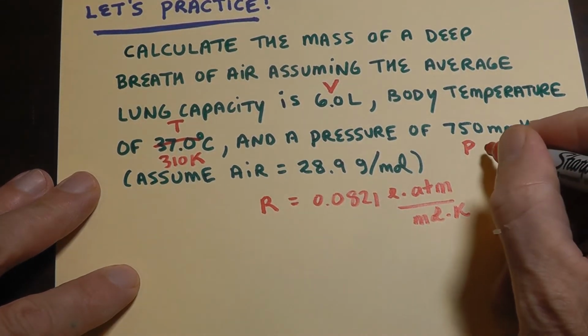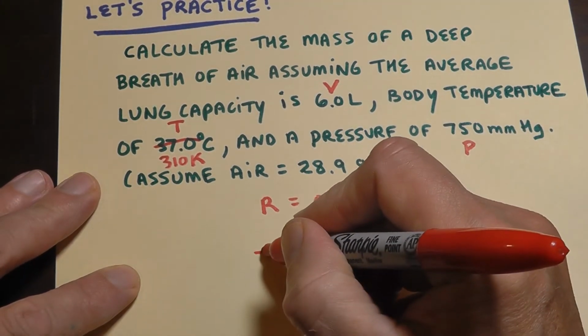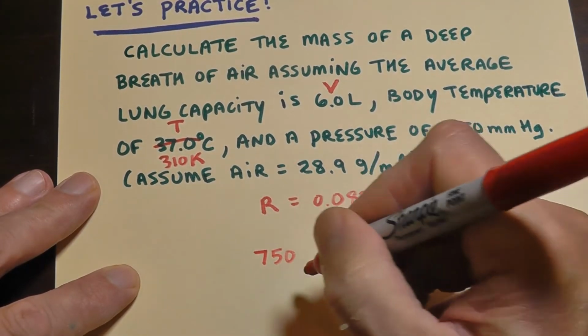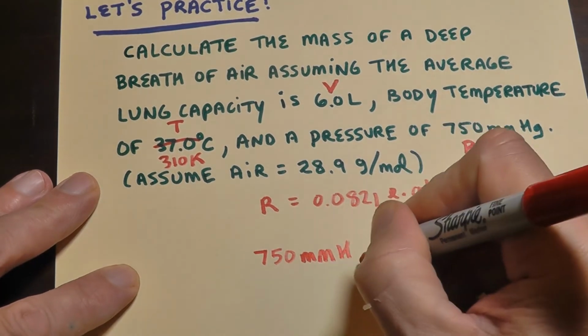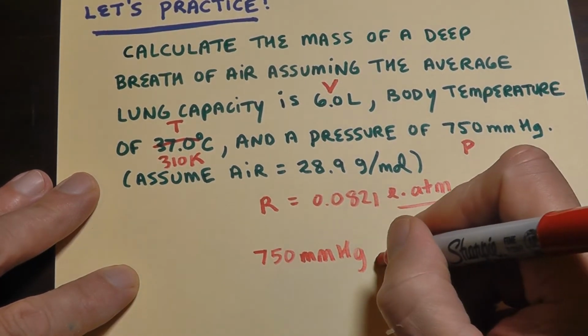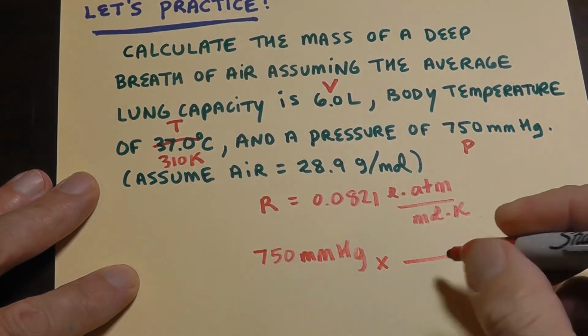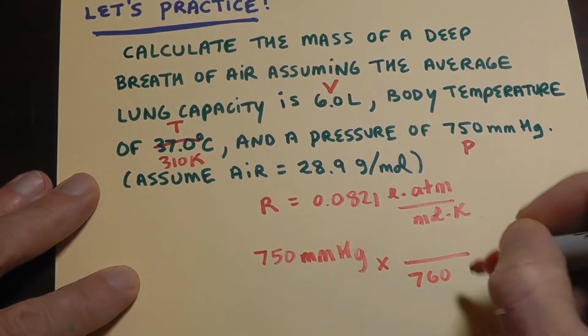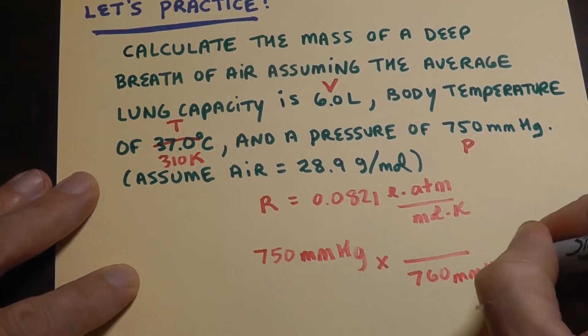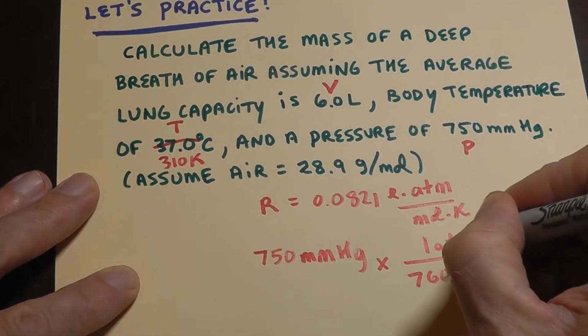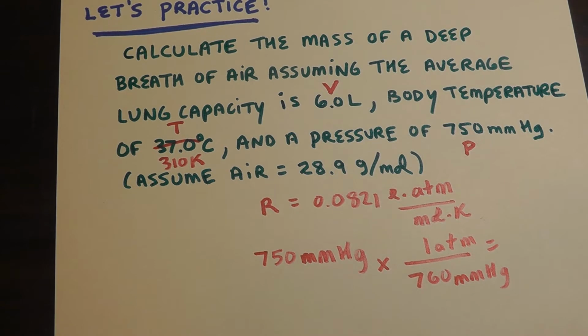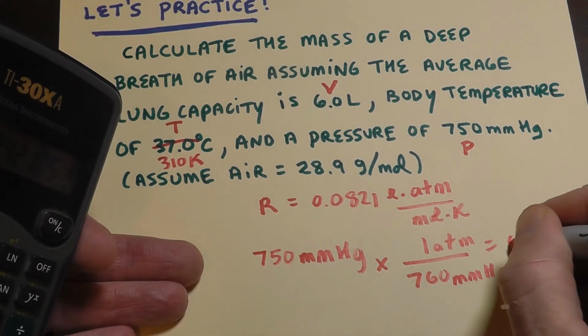So it turns out that there's 760 millimeters of mercury in an atmosphere. So unlike last time, you have a little bit of prep work to do before we can plug it into the equation. There's 760 millimeters of mercury in an atmosphere, and we got a little bit less than 1 atmosphere. So 750 divided by 760 is 0.9868. Now we'll trim digits at the end.